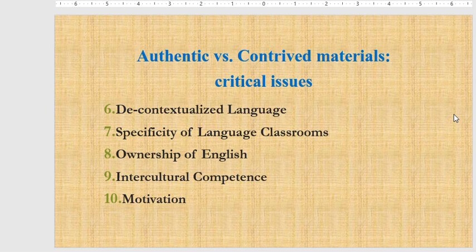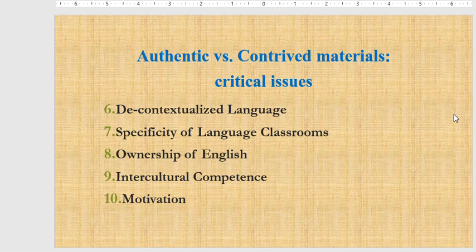The topic of today's lesson is authenticity, authentic versus contrived materials. And the purpose is to familiarize ourselves with the conceptualizations of authenticity and also the significance of authentic materials. We have always talked about the significance, the centrality of authentic materials, authentic texts, and tasks.